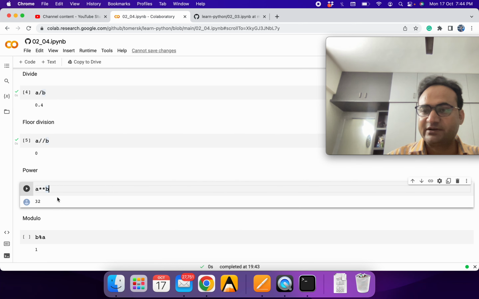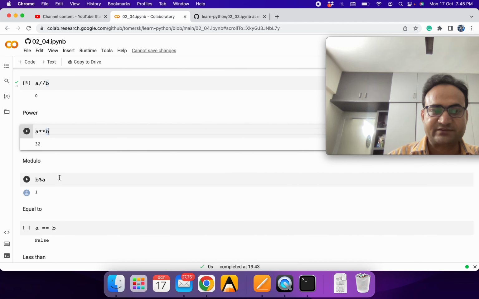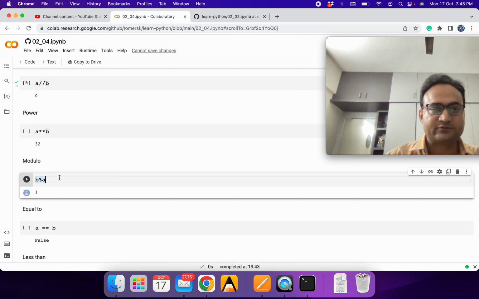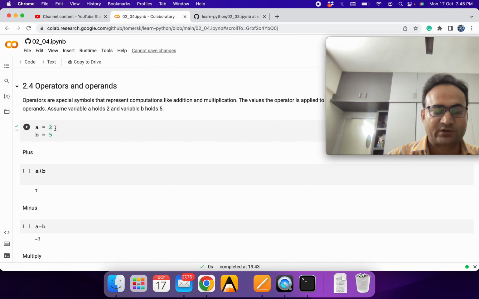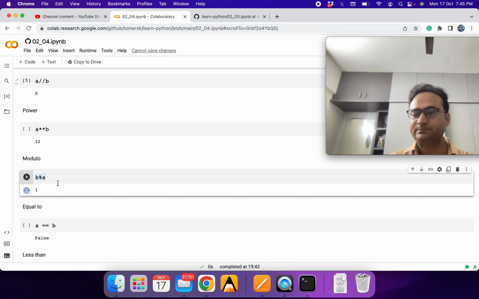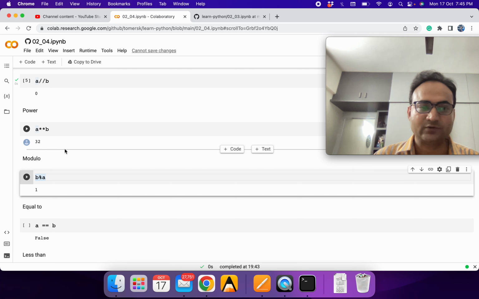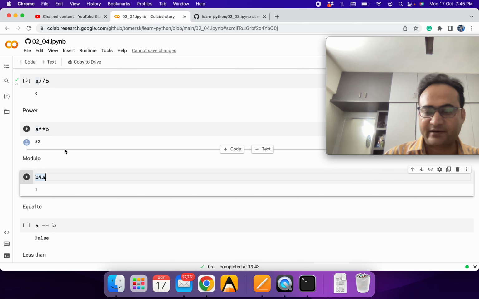Powers we can use with the two times multiplication symbol, that is the star. We can compute any power. Then there is a modulo, which gives you the remainder. So we have 2 and 5, and we are computing 5 modulo 2. If you divide 5 by 2, 4 will get out, and so 1 is the remainder. So we are getting an output of 1. You can try some other remainder.